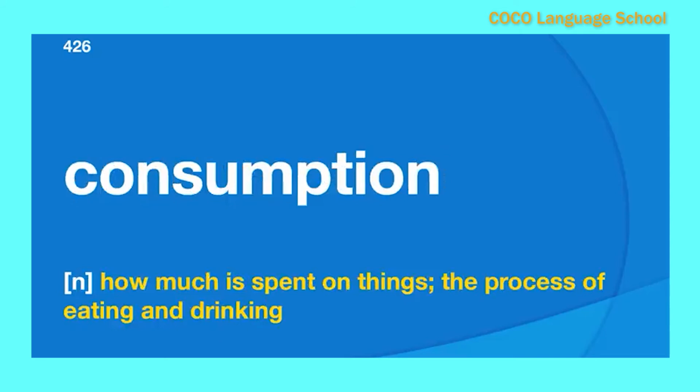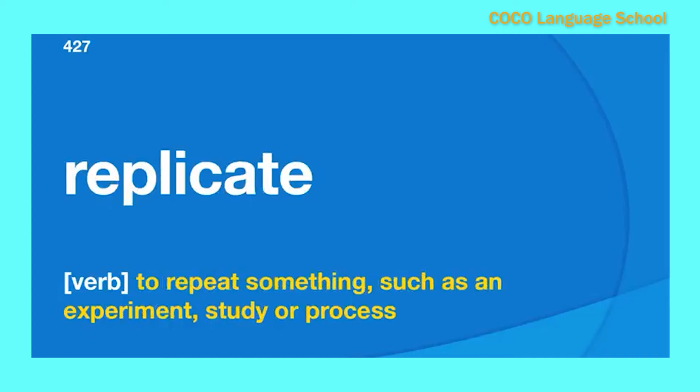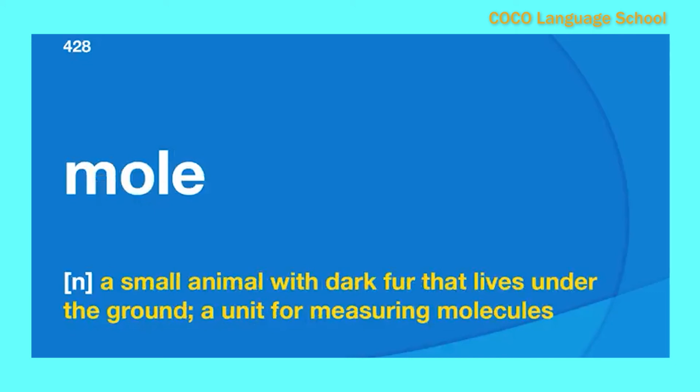How much is spent on things? The process of eating and drinking. Consumption. To repeat something, such as an experiment, study or process. Replicate. A small animal with dark fur that lives under the ground. A unit for measuring molecules. Mole.